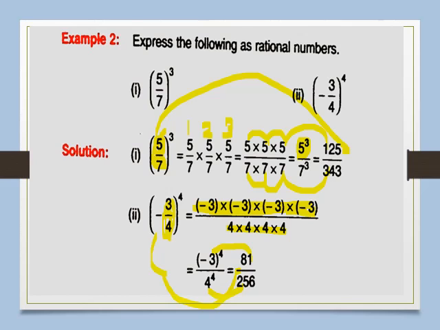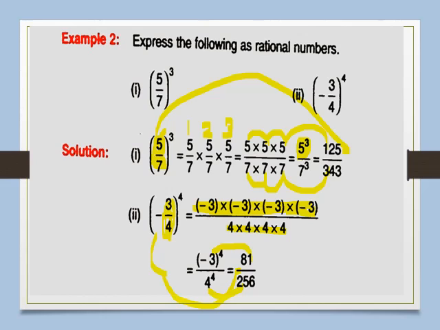Why? Because the base is 5 by 7 and the power is 3. That's why we have to write 5 by 7 three times. Now numerator multiplies and denominator multiplies, because in the last lesson we have studied how to multiply rational numbers. So we are aware of how to multiply the rational numbers. So 5 multiplied by 5 multiplied by 5 equals 5 cube.